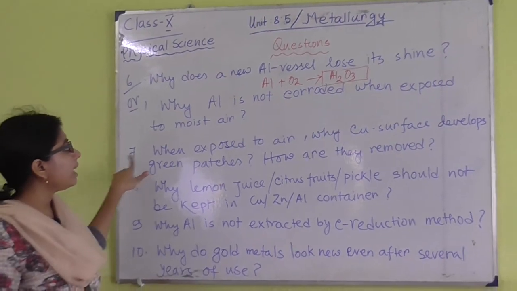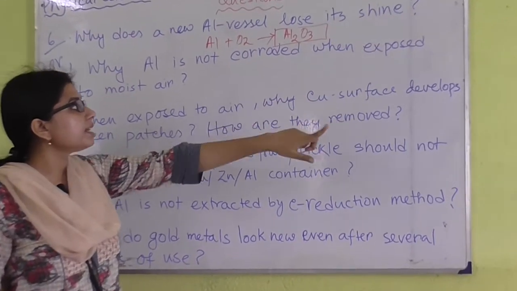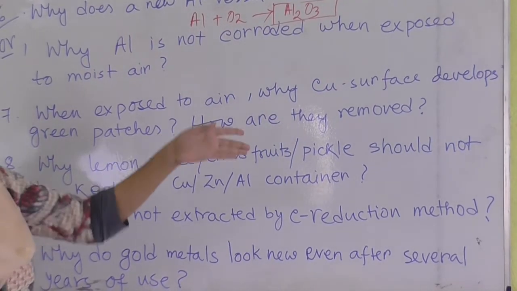The next thing is, when exposed to air, why does the copper surface develop green patches and how are they removed?